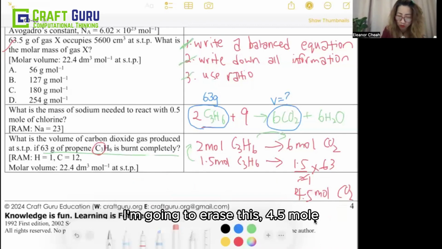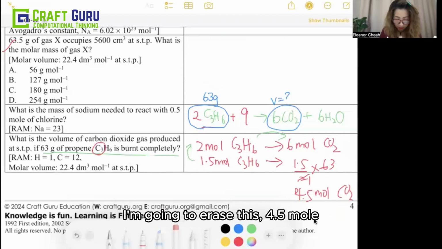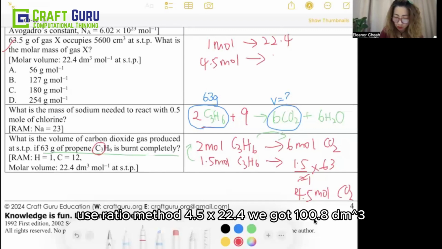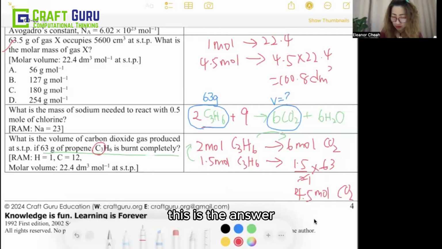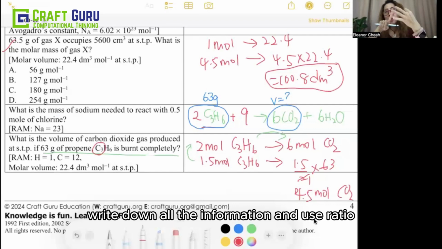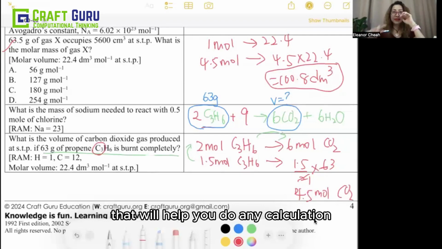Okay, I'm going to erase this. 4.5 mole, we know 1 mole is 22.4. 4.5 mole, again use ratio method. 4.5 times 22.4, we got 108 dm cube. This is the answer. Okay, write a balance equation, write down all the information and use ratio. That will help you do any calculation.